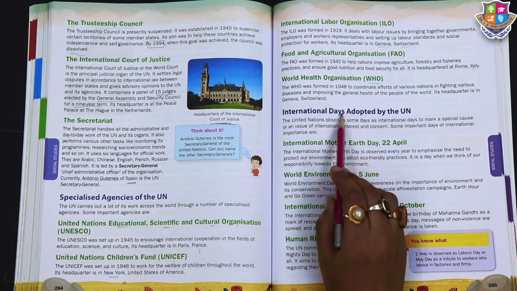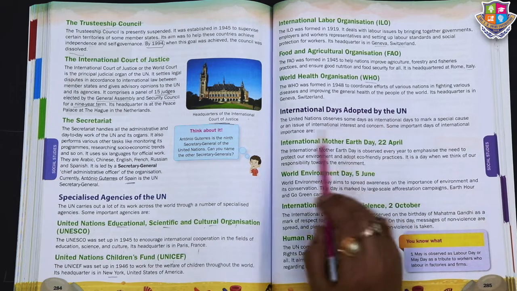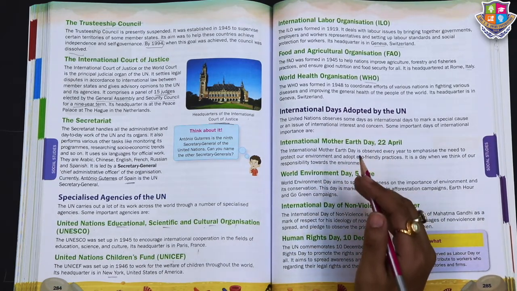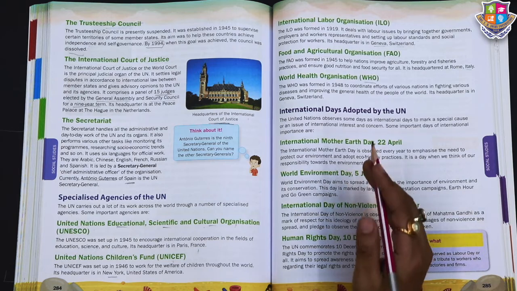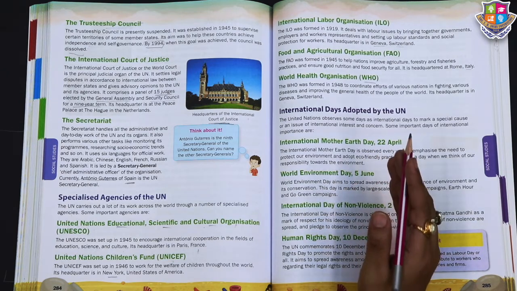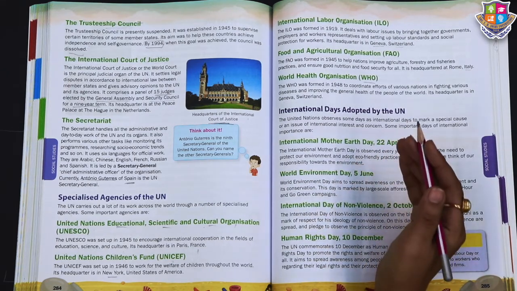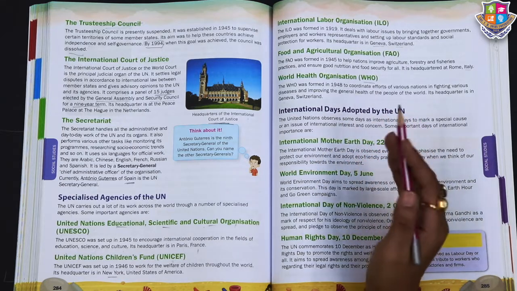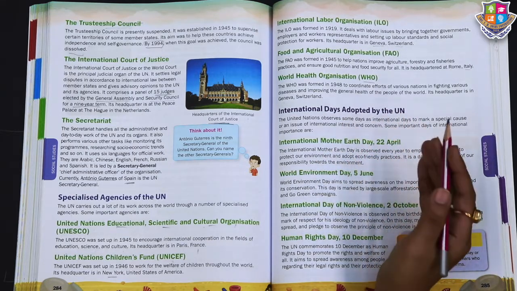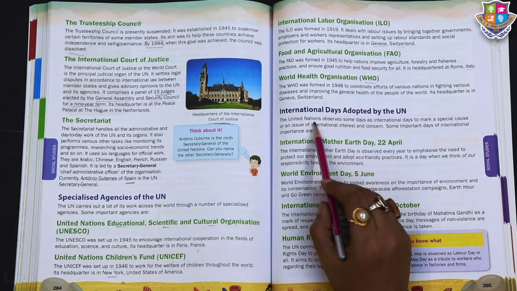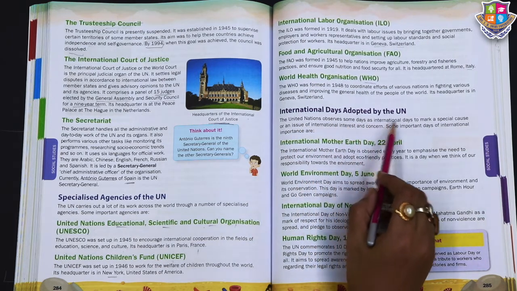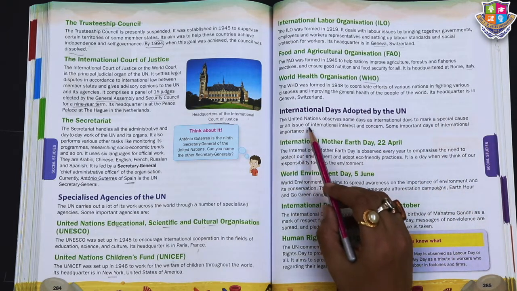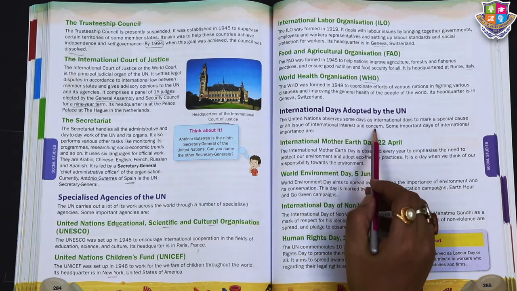Now, international days adopted by the UN. Important days like World Environment Day, then Yoga Day, then Gandhi Jayanti, all these are adopted by the UN itself. The United Nations observes some days as international days to mark a special cause or an issue of international interest and concern.